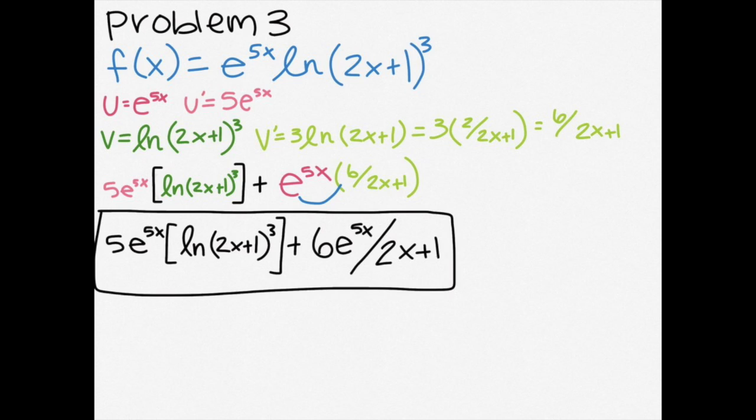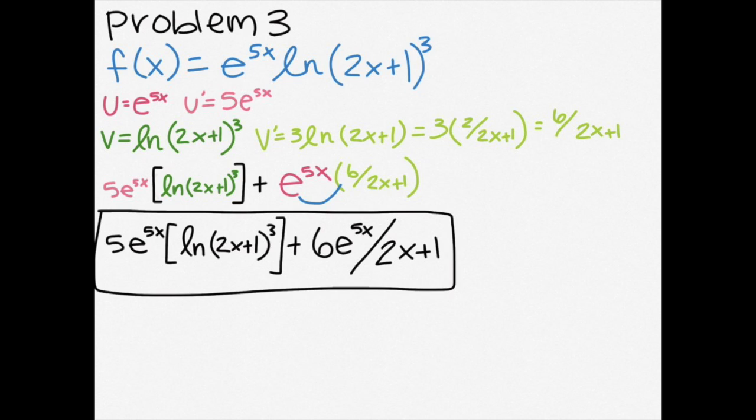7) cubed. Problem number 3 is f of x is equal to e to the power of 5x times logarithm of (2x plus 1) cubed. Again, we need to divide it into u and v. u is e to the power of 5x, and the derivative of u is 5e to the power of 5x. v is logarithm of (2x plus 1) cubed, and to find the derivative, we must use the logarithm rule, which means that we must find the derivative of what is inside the parentheses. In this case, it's 2. We then divide the derivative by what is already inside the parentheses and multiply it by the exponent, which leaves us with 6 over 2x plus 1.